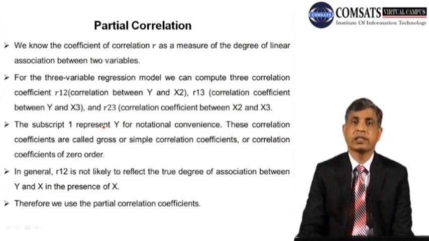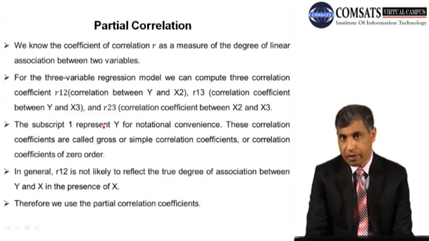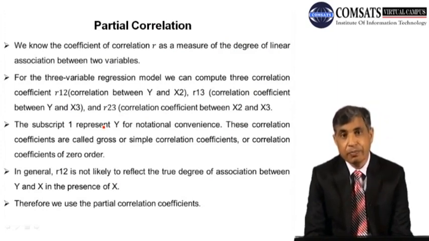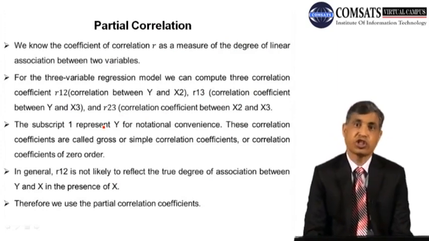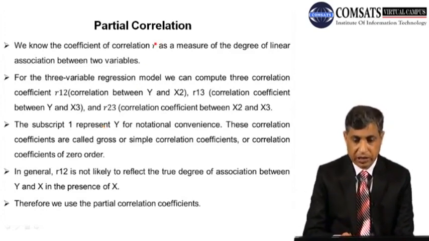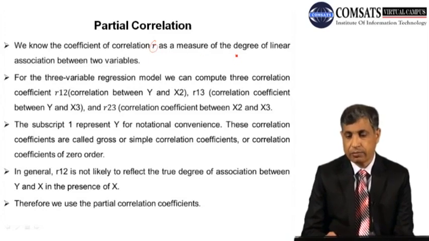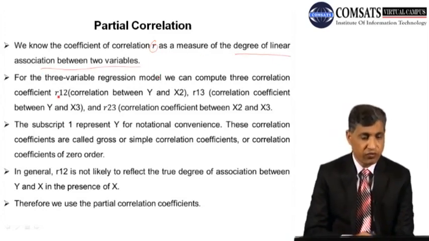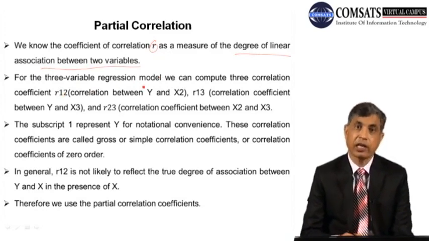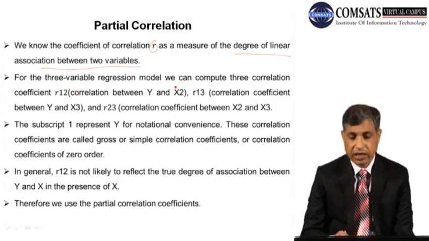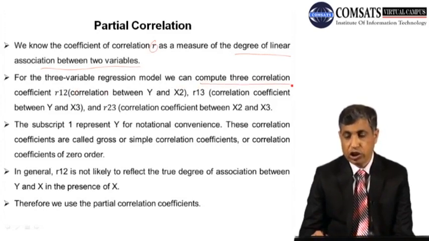Now there is the other concept, that is the partial correlation. What is the partial correlation? You know the correlation. Correlation is simply the linear association between variables. If you remember, we denoted it by small r, and it is a measure or degree of linear association between two variables. So for the 3-variable regression model, we can compute 3 correlations.